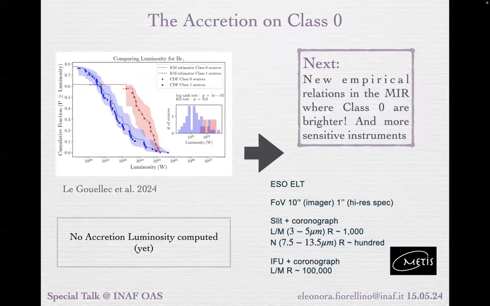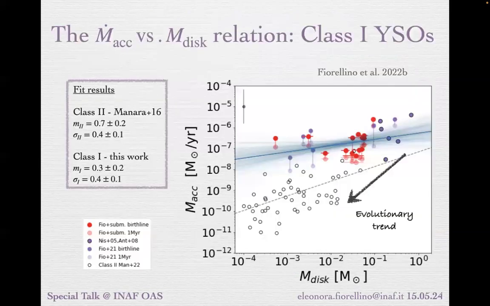Okay, so really briefly, if you remember, we started from the fact that we wanted to compare the relationship between the mass accretion rate and the disk mass between class 2 and class 1. And now that we have all the parameters that we want, we can do it. So in this work, we presented for the first time the existence of such a relationship also for class 1. But if you look, the slope is different and not in agreement with what is predicted by the viscous model.